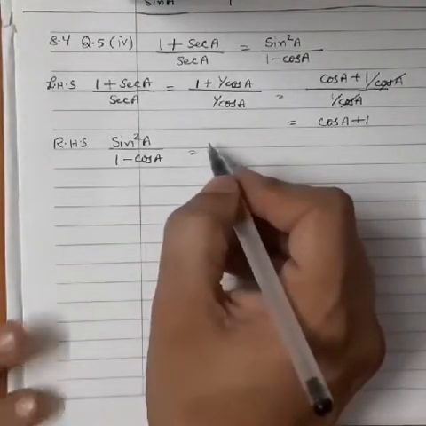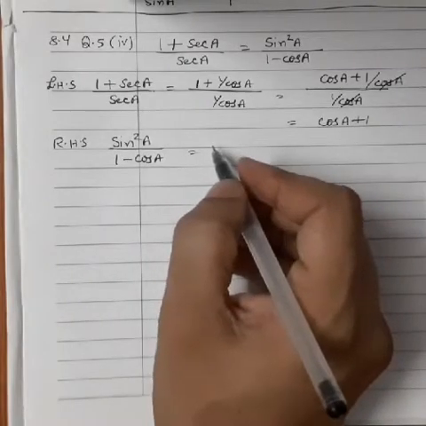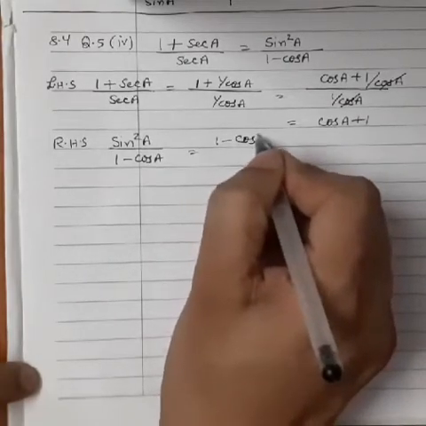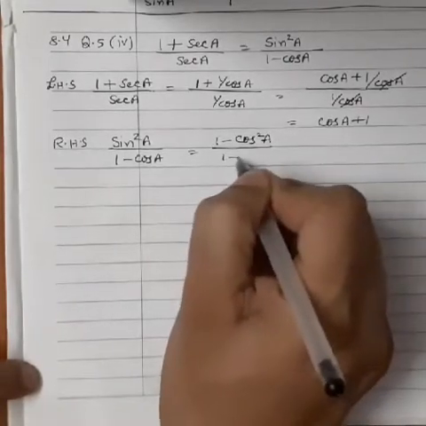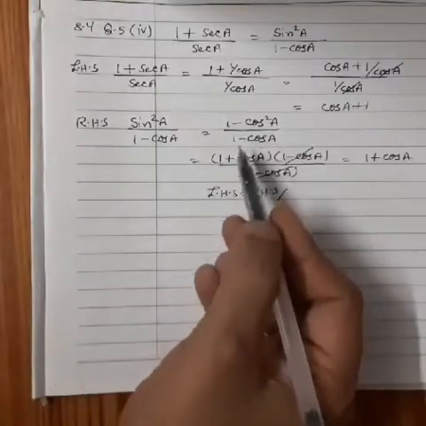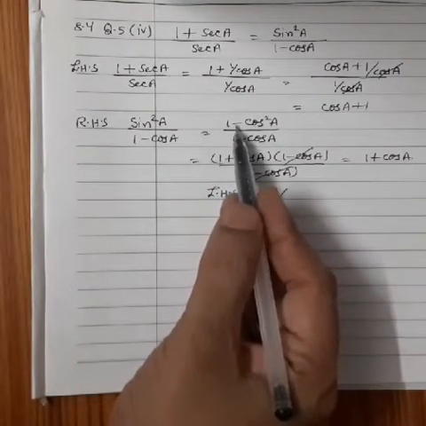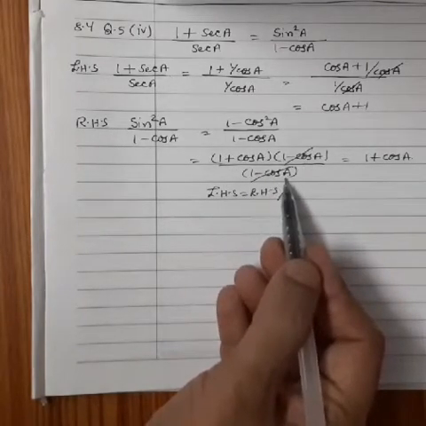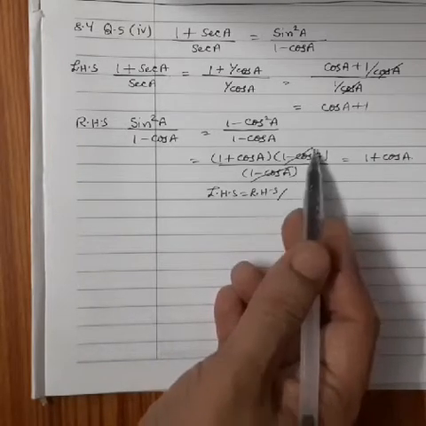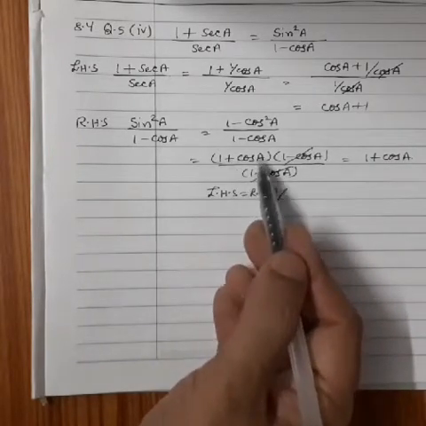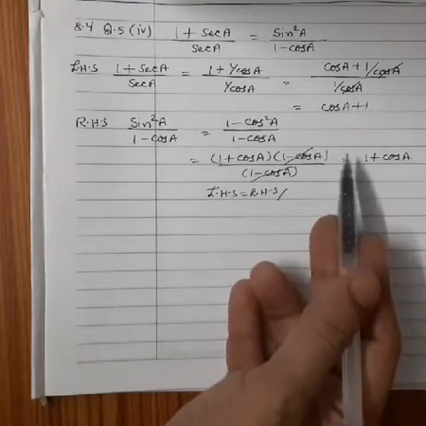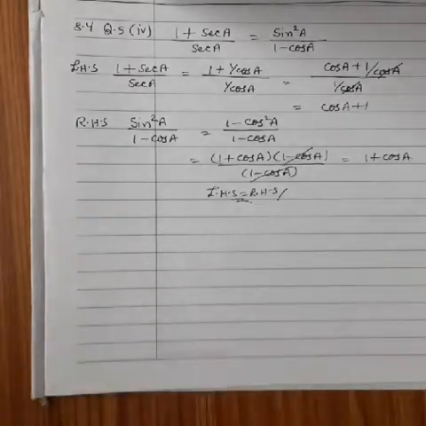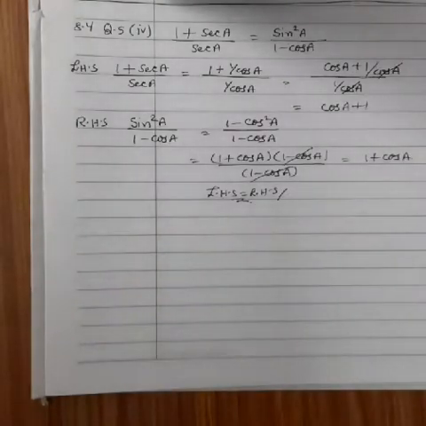Okay, what is the identity of sin square a? I can write sin square a equal to 1 minus cos square a. This is (1 minus cos square a) upon (1 minus cos a). Yes, this is a square minus b square. This will be (a plus b)(a minus b), and the denominator is as it is. You can cut 1 minus cos a with 1 minus cos a. This is 1 plus cos a, your right hand side. Left hand side was cos a plus 1. Both are the same. So you can write LHS is equal to RHS.